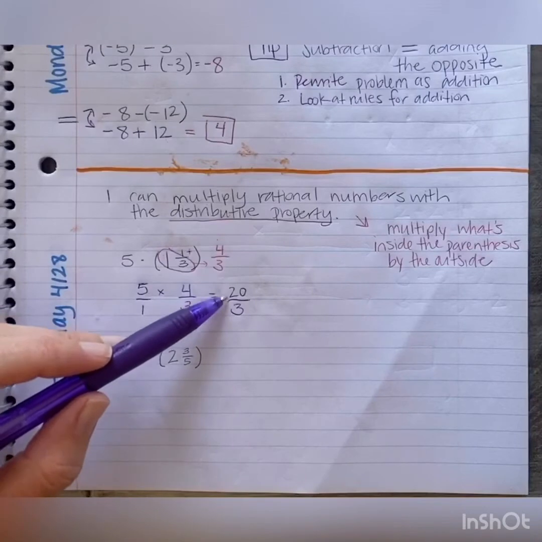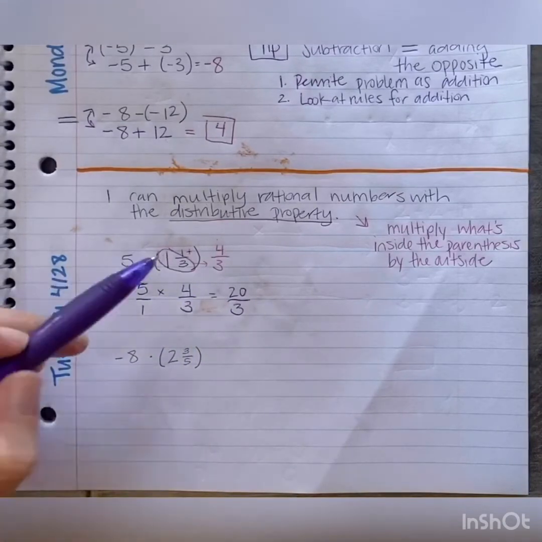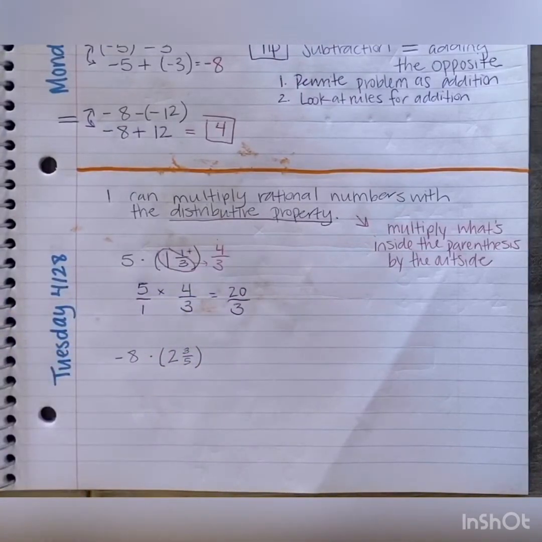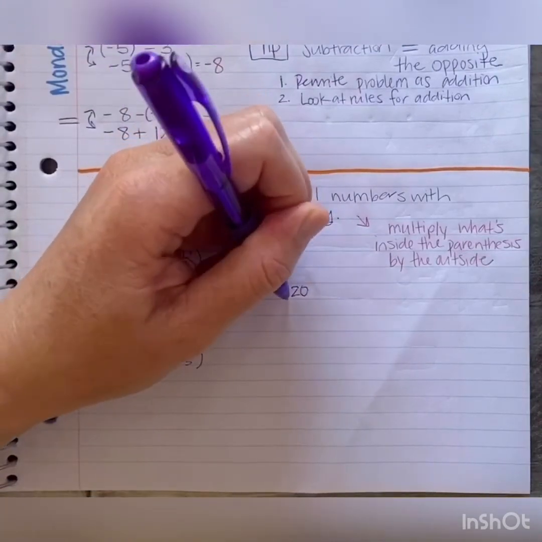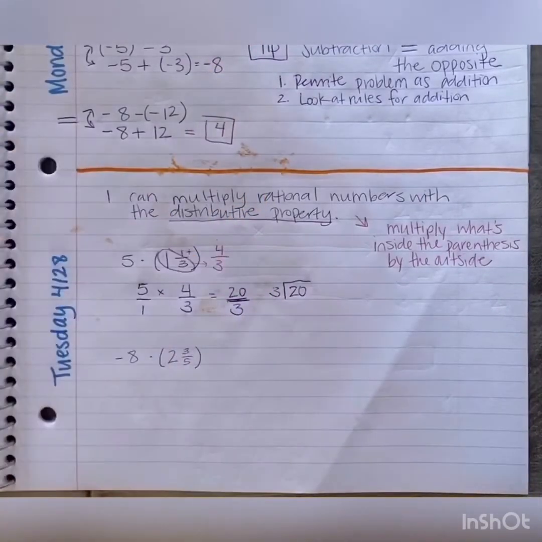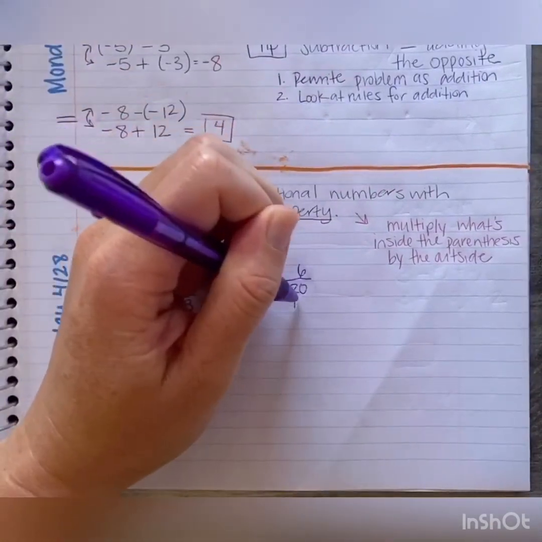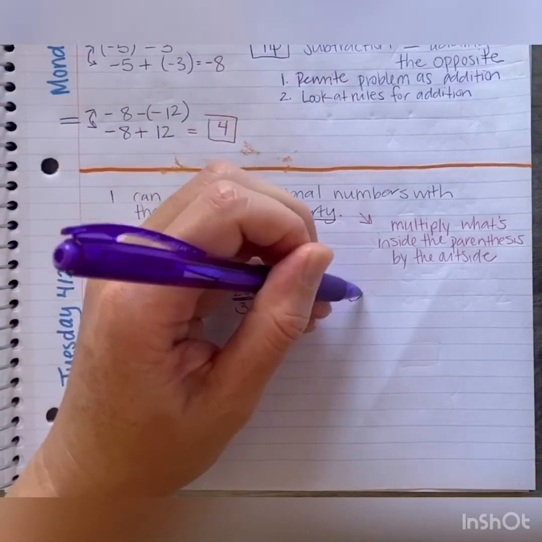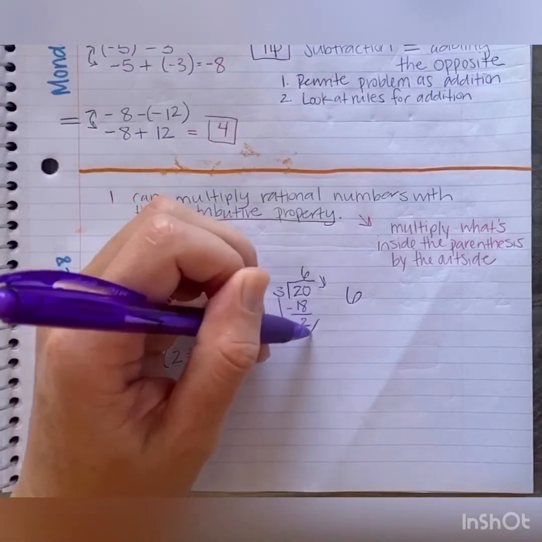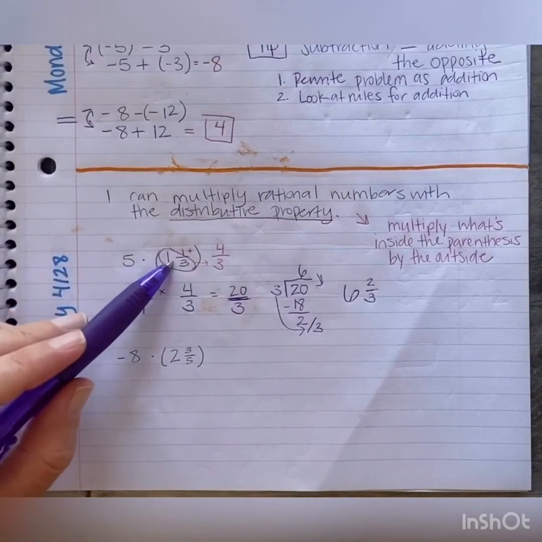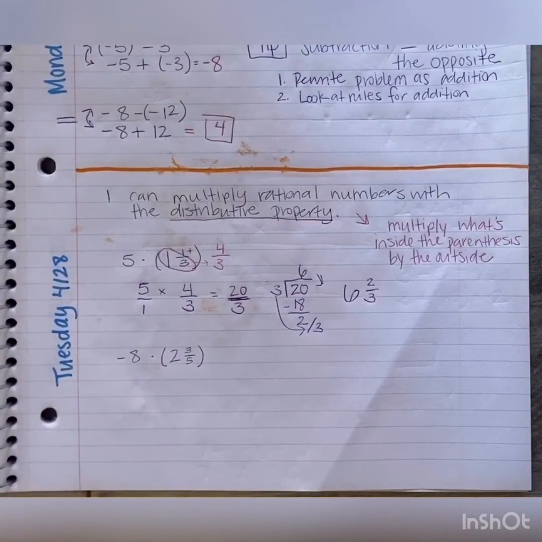Now we don't want to leave it as an improper fraction. We convert it back into a mixed number. So if you think about this 20/3, this 20/3 is the same thing as saying 20 divided by 3. Remember, this line right here means to divide. So 3 goes into 20 6 times. 6 times 3 is 18. I get a remainder of 2. So my whole number is 6, and I have a remainder of 2/3. So 5 times 1 1/3 is 6 2/3.